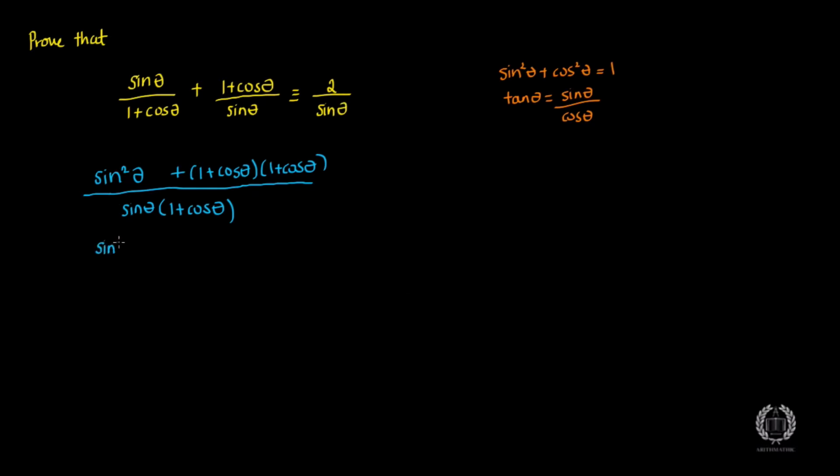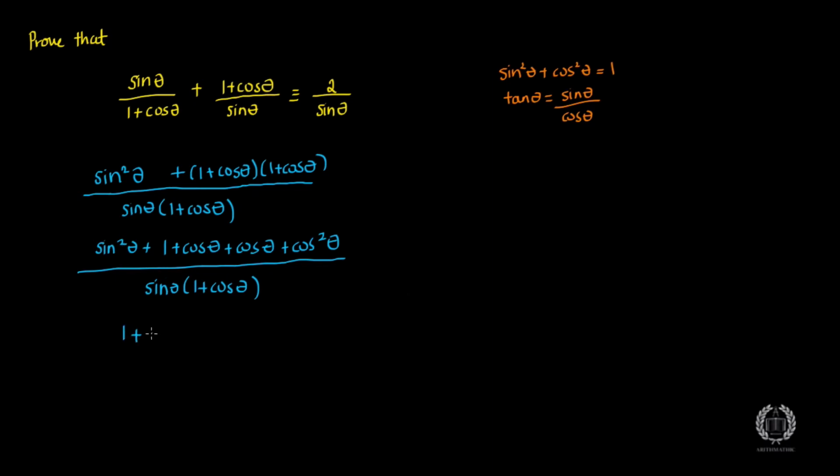So I'm going to have sine squared theta plus, if I expand this bracket, 1 times 1 is 1, 1 times cos theta is cos theta, and then cos theta times 1 is cos theta again, and then cos theta times cos theta is cos squared theta, over, if I just put over this, sine theta. You don't need to expand that yet. You might not even need to expand the bottom one, so we'll just leave that for now. Okay, what is sine squared theta plus cos squared theta? If you look at a certain identity in the top right hand corner, sine squared theta plus cos squared theta is 1, isn't it? So I just have 1.